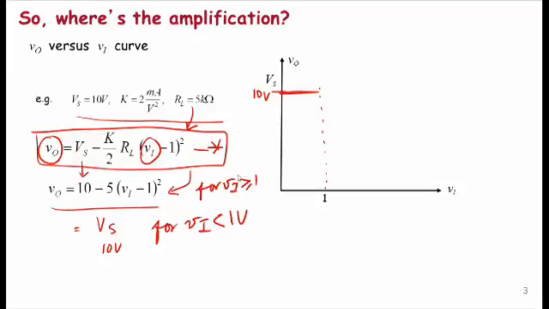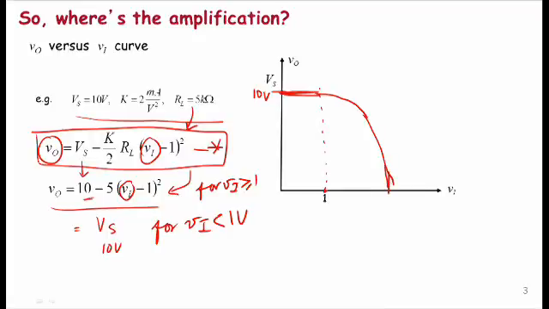So for Vi less than 1, I get a flat part of the curve here where V naught is equal to 10 volts. Then as I increase the value of Vi, notice that the curve begins to drop rather sharply because I'm subtracting the square of Vi from 10 volts. And so I get a curve that is going to drop down like this.